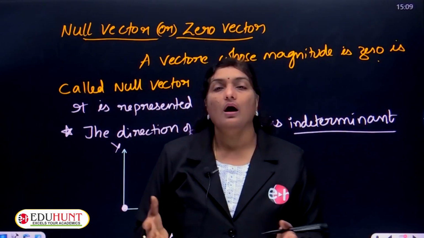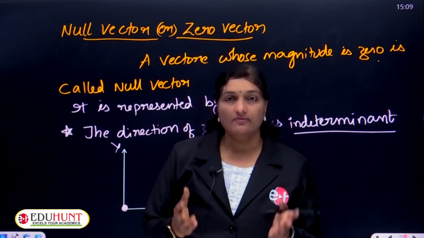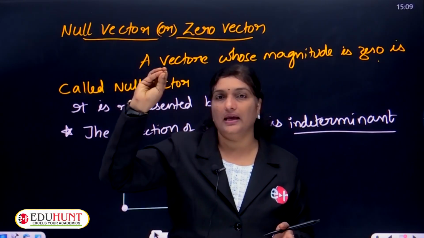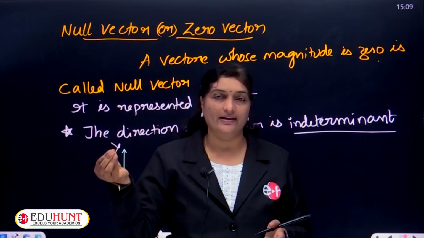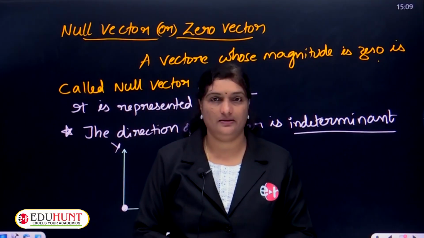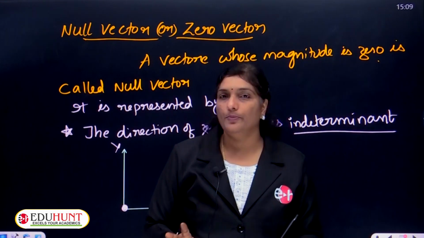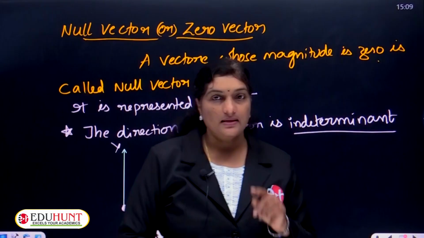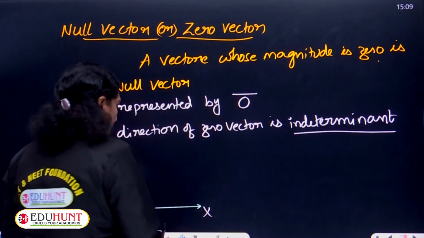So for a vertically projected body, the velocity vector at the highest point is also a null vector because its magnitude is 0 and direction cannot be predicted. So I hope you understood all regarding your null vector, children. One more property regarding this null vector you need to know.